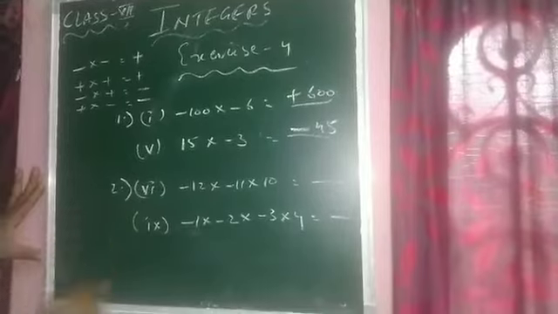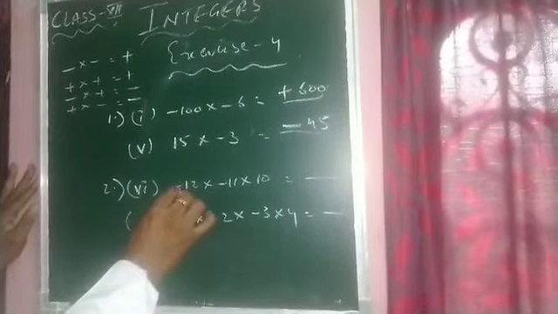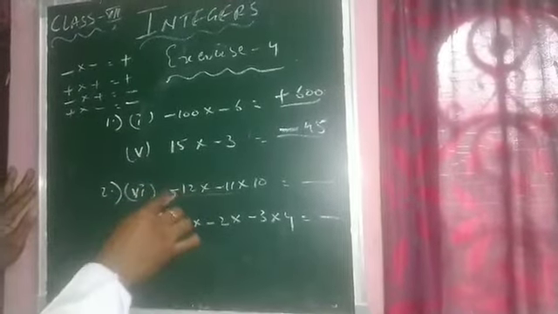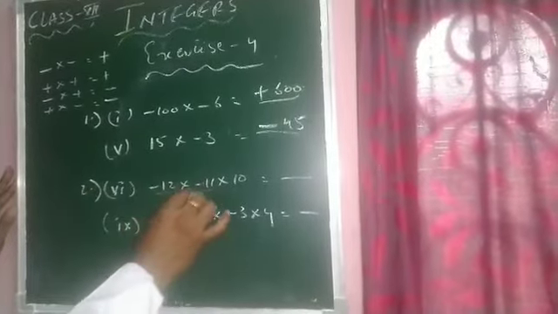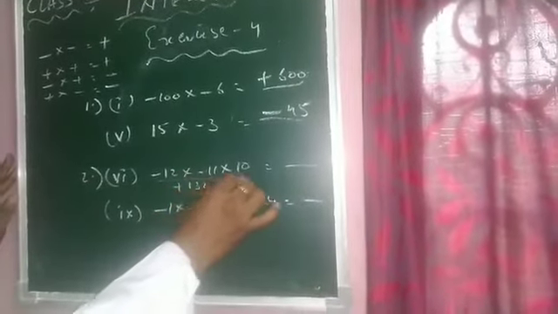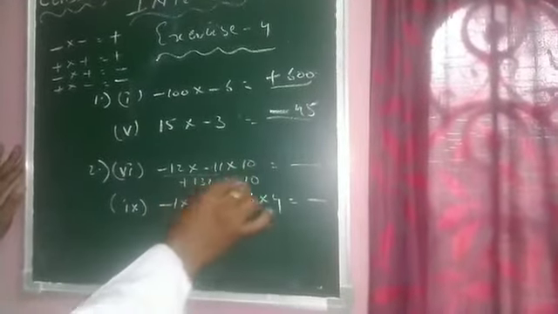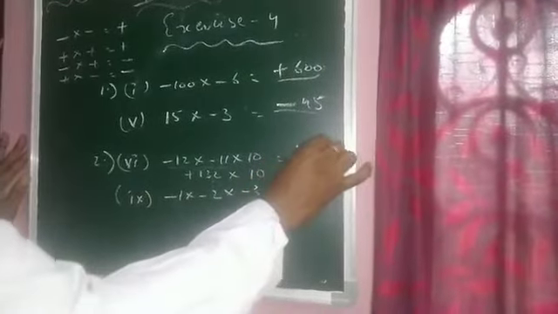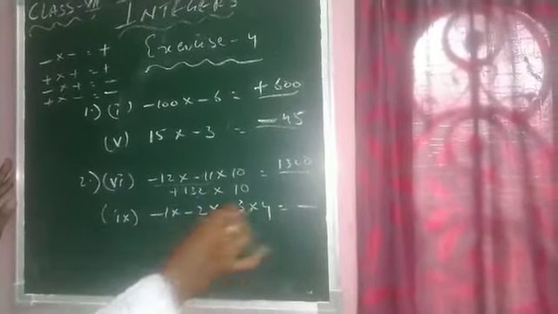Again, we are coming to the second question, Roman number 6. Here 3 integers are there. First you multiply the 2 integers. What I already told, first you multiply the signs. Minus into minus, plus. 12 11s are 132, into plus 10. Plus into plus, plus only. 132 10s are 1320.